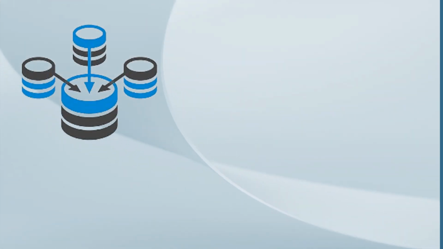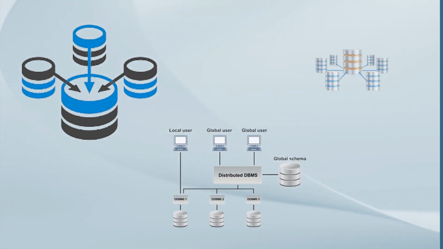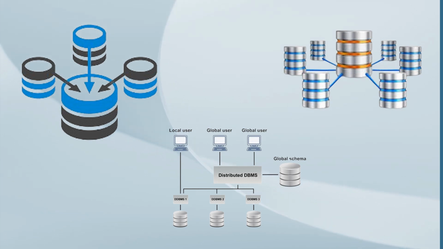There are other databases like centralized database, distributed database, network database. Though these databases can all be used in conjunction with relational database, they represent different ways of organizing and accessing data within the relational model.